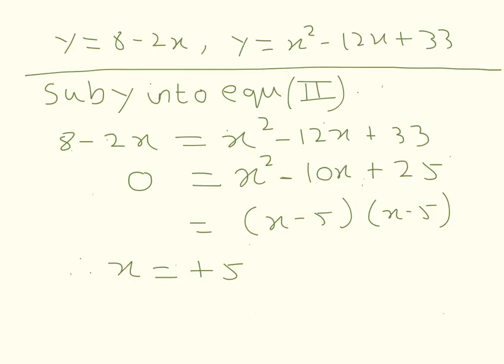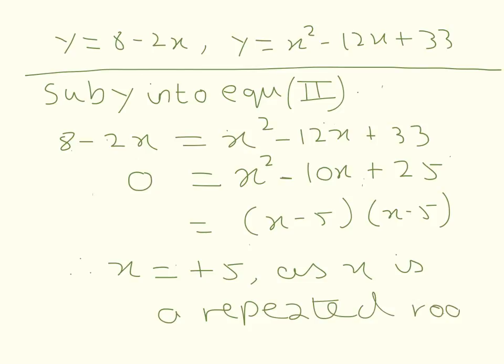And what you'll notice about this is x is a repeated root. So do write the answer down below. So x is equal to positive 5 as x is a repeated root. And so you'll see that the only answer you could have obtained was positive 5. You were never able to get negative 5 because you do have a 0 on this side.